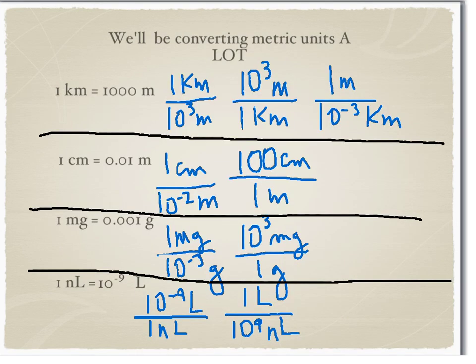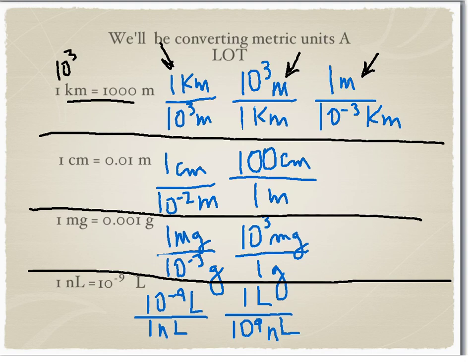So take a look at these 4 different conversion factors. A kilometer is 1,000 meters. That makes sense. Kilo means 1,000, 10 to the third. So a kilometer has to be 1,000 meters. We could express it like this, or we could flip it if we wanted to, or we could express it like this, and it's also correct.